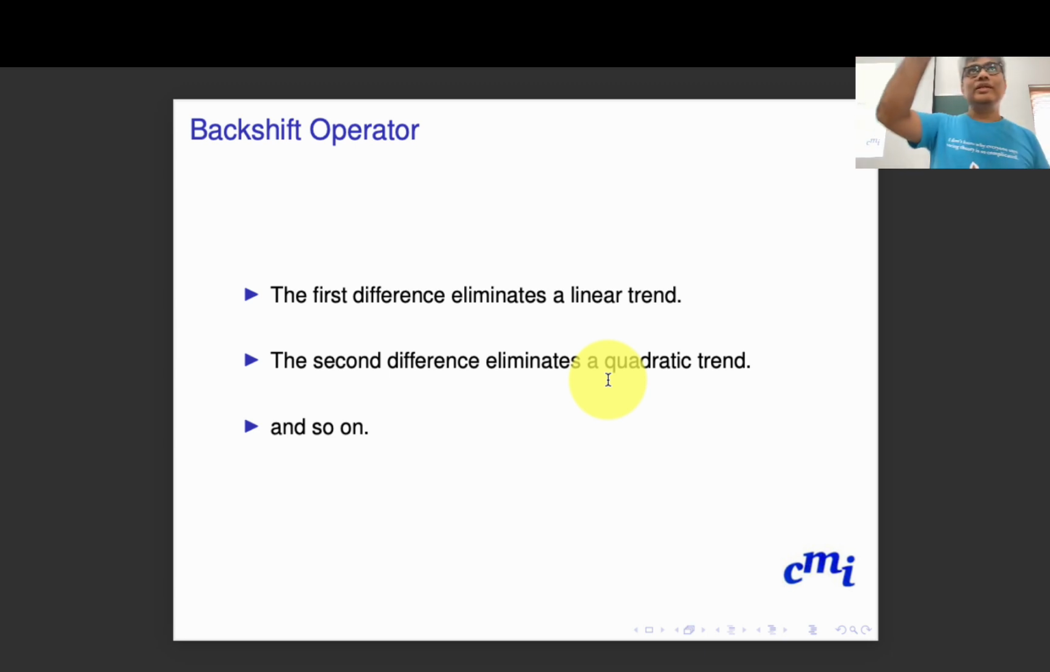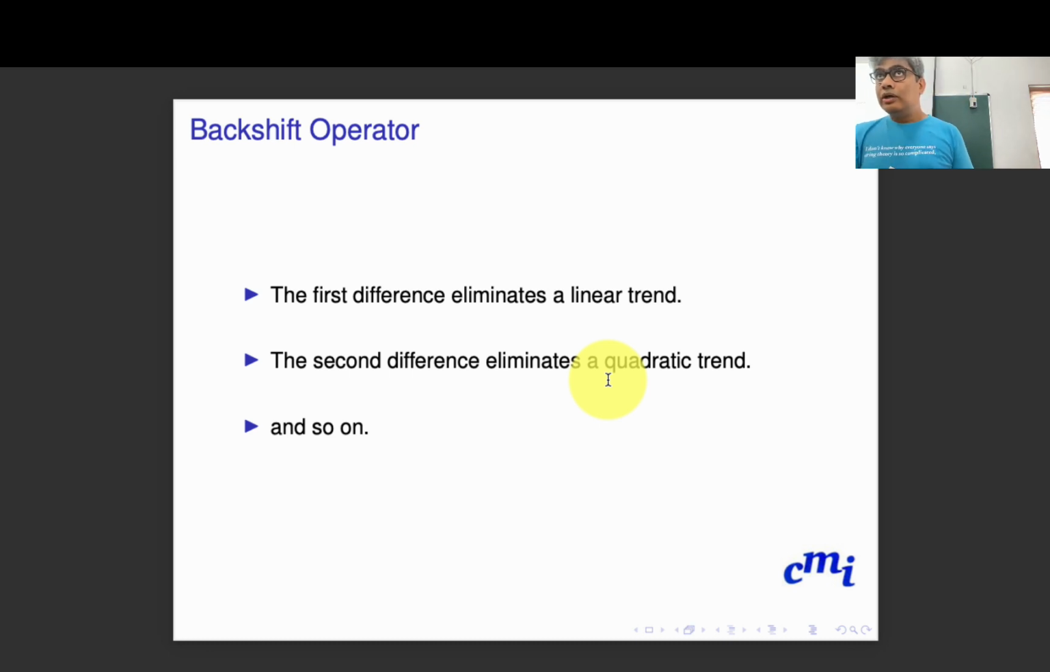So all you have to do is you have the xt in the column. The second column you create, take the consecutive differences. You create a column, right? That is your first difference. Now you create a second column. You take the consecutive difference of the first consecutive differences. That will be the second backshift or second differences. So you can keep doing that.